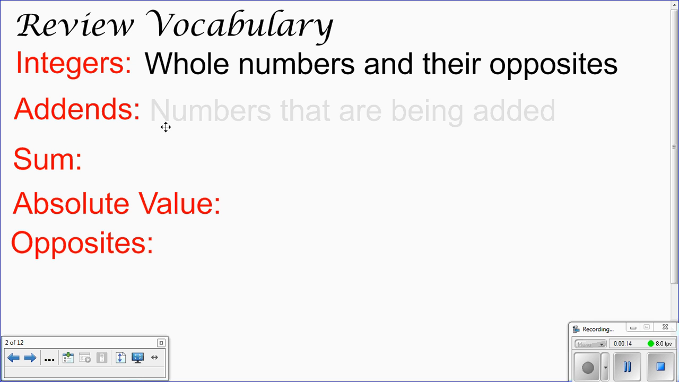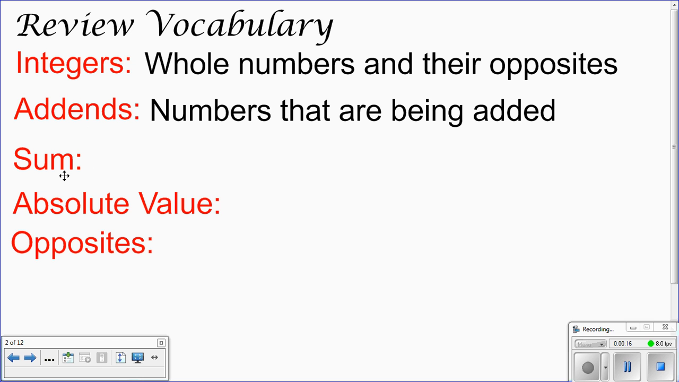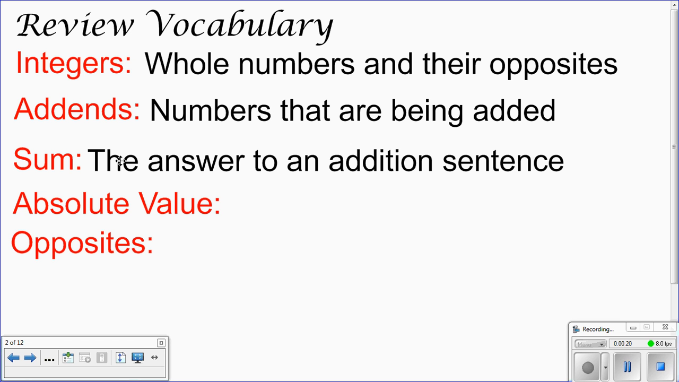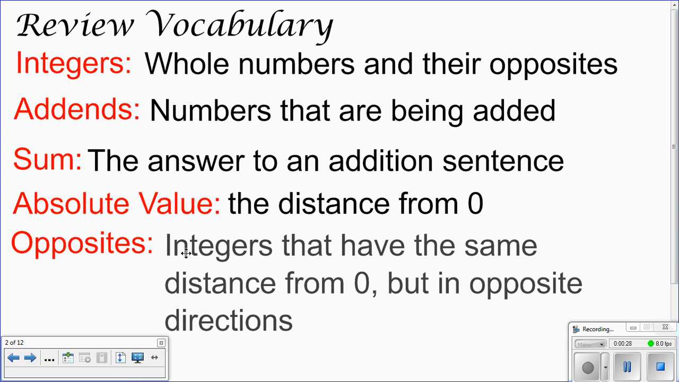Addends are numbers that are being added. A sum is the answer to an addition sentence. Absolute value is the distance from zero. And opposites are integers that have the same distance from zero but in opposite directions.